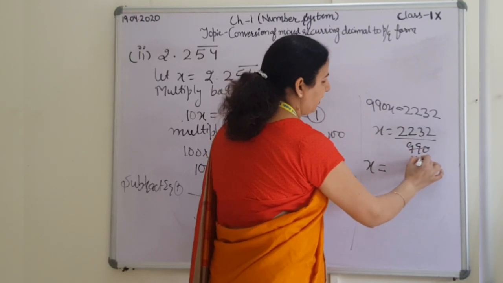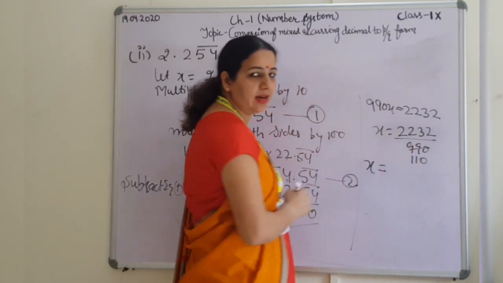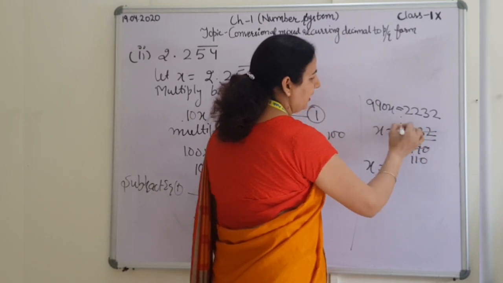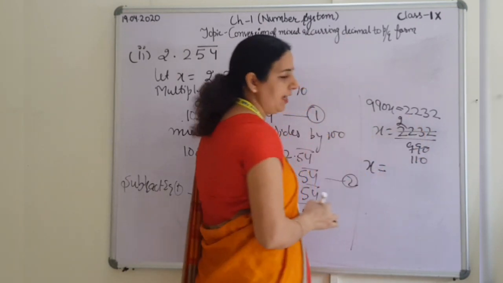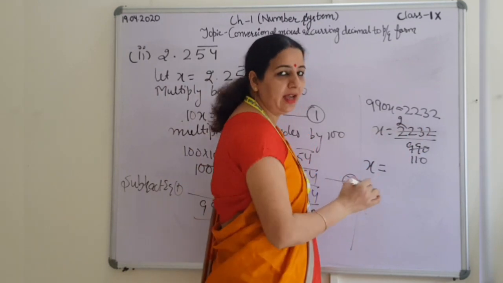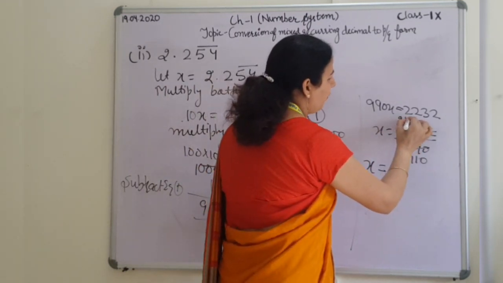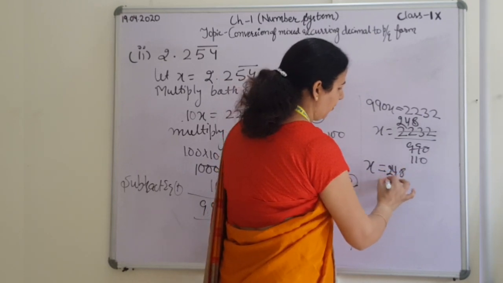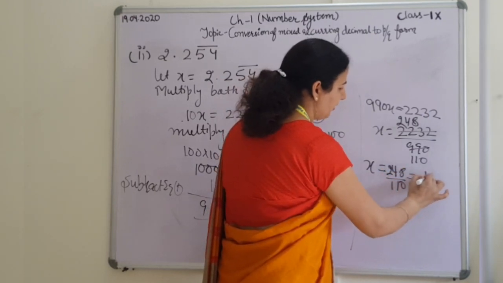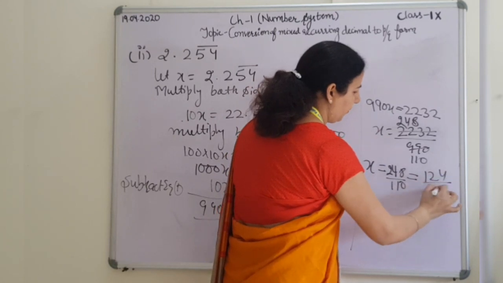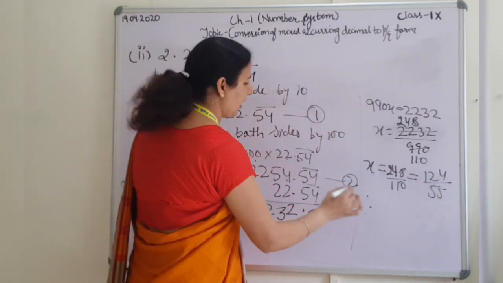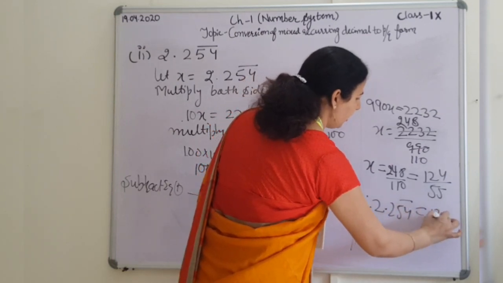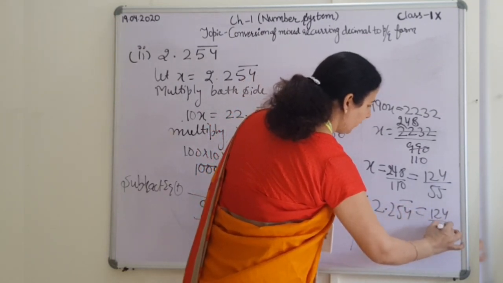First you can divide it by 9. This is 110. Now when you divide this number by 9, then 9 2s are 18, then 4 will be here. When you divide it by 4, then 8. Now 248 upon 110. Again they are divisible: 124 upon 55. So what is our answer? 2.25 bar. The answer is 124 upon 55.